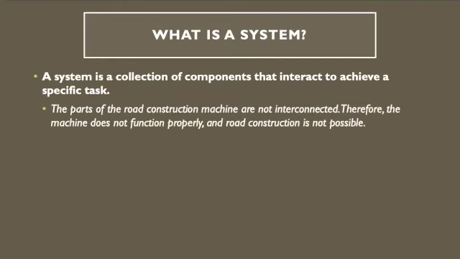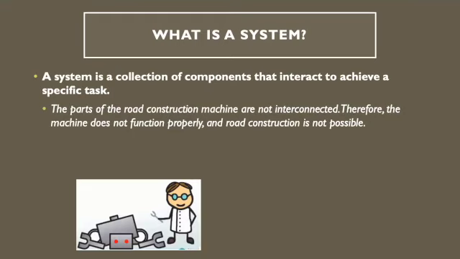Right? So see the next point: the parts of the road construction machines are not interconnected. So therefore, the machine does not function properly, and the road construction is not possible. You can see the image below. In the road construction machine, the parts are separated. The tires and every part of the road construction machine are not connected together. So we cannot construct the road.